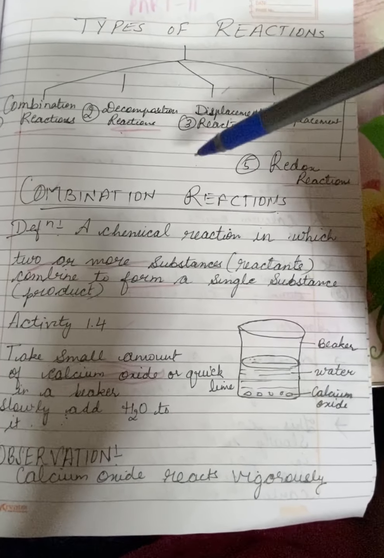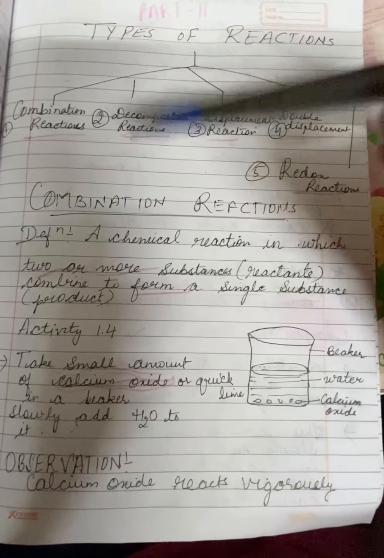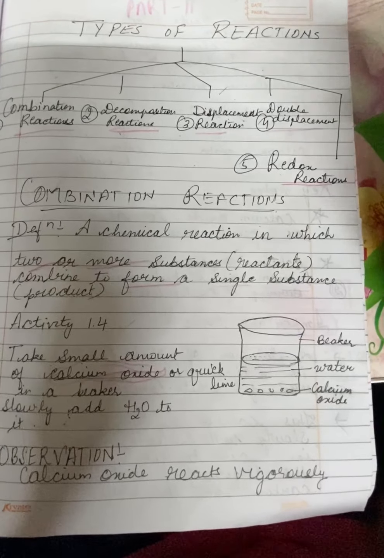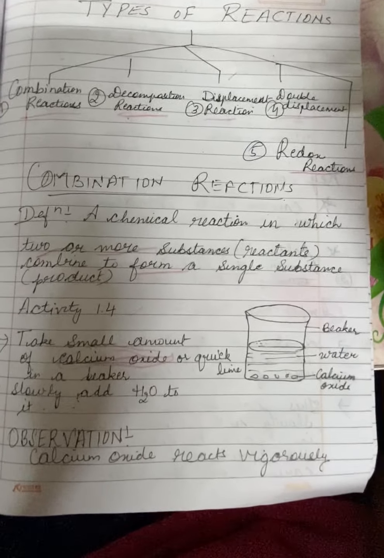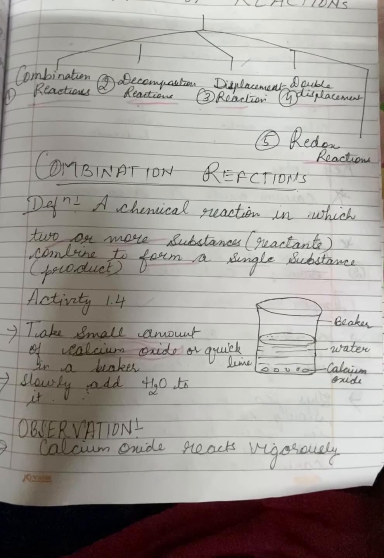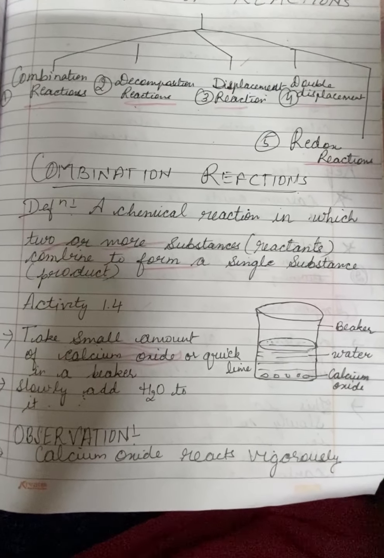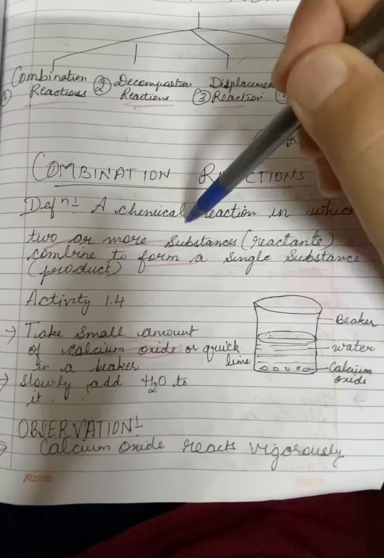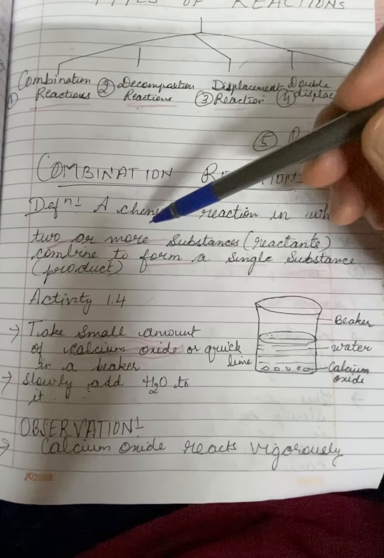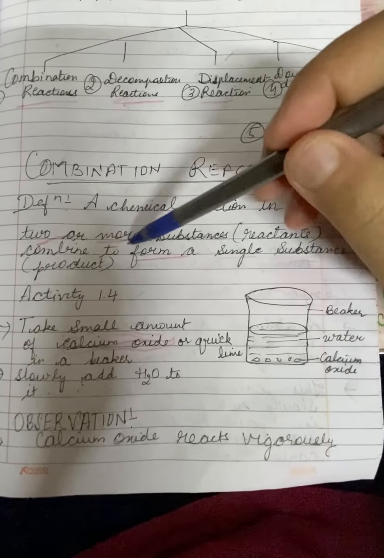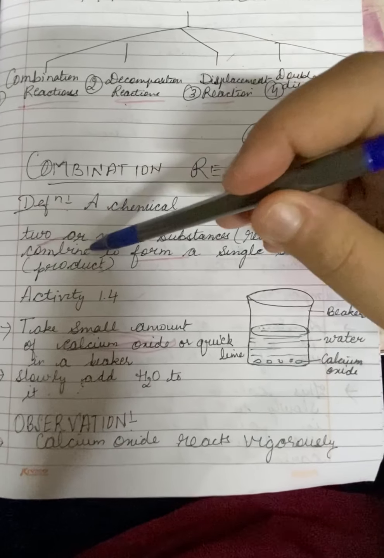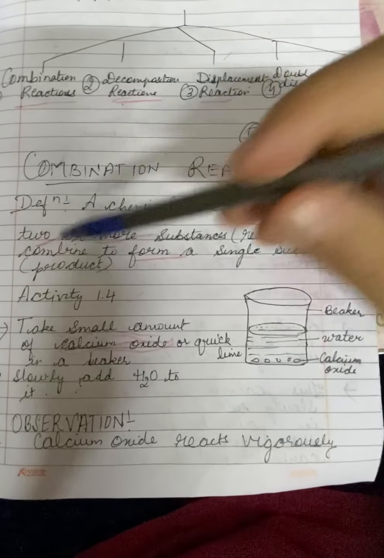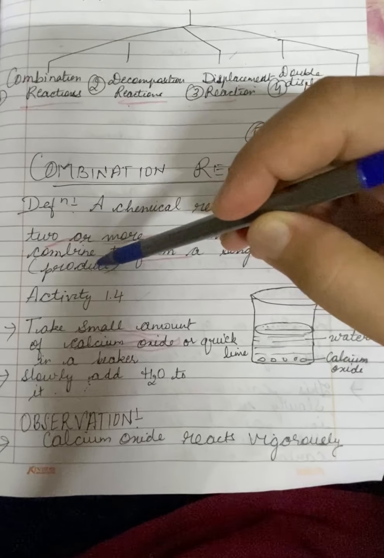So, what are combination reactions? You can think about that. What do you mean by combination? Combination means when we combine things together. When two or more things combine together, they form a combination. Similarly, a combination reaction is a chemical reaction in which two or more substances combine together and form a single substance. That is your single product.